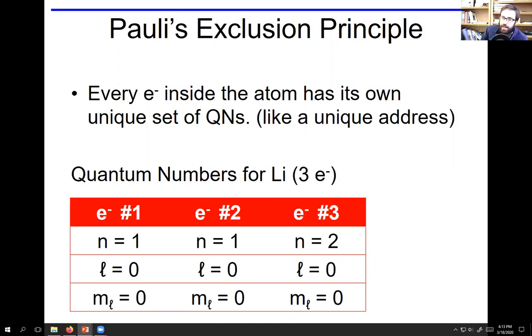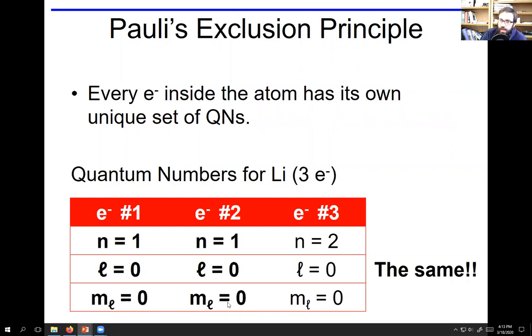Take, for example, the three sets of quantum numbers for the three electrons in the element lithium. A neutral lithium atom has three protons and three electrons, so there are going to be three sets of quantum numbers. If you look at these, two of them are going to have n equals 1, the principal quantum number. One of them is going to have n equals 2. They're all, it turns out, going to have L equals 0, and they're all going to have m sub L equals 0. If you look at these first two, those are actually the same, and quantum mechanics tells us that that can't happen.